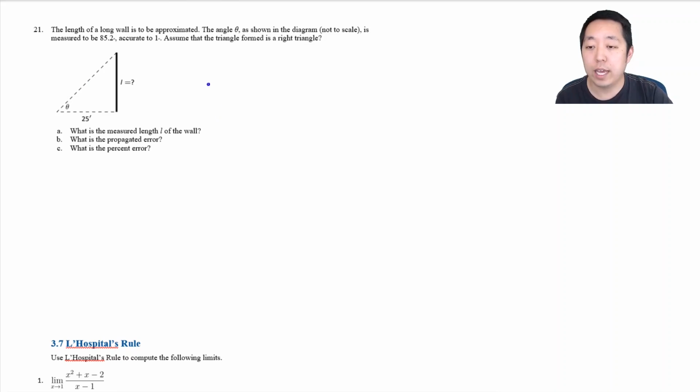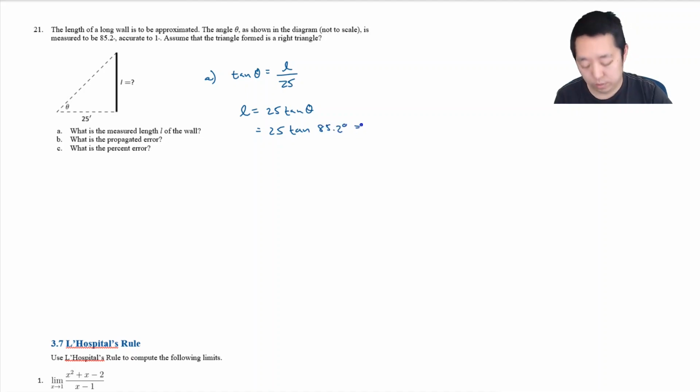Well, for part A, we just need to know, given a theta, how am I going to find this? I can realize that tangent of theta will give me L over 25. So L would be 25 tangent of theta. The exact measure was 85.2 degrees, so that's 25 tangent 85.2. I get about 298 feet. Okay, so that's part A.